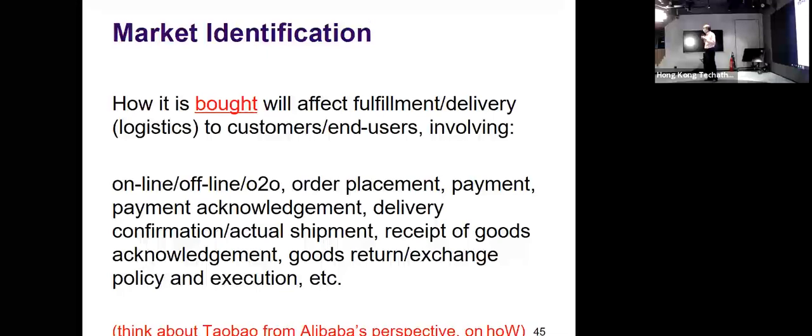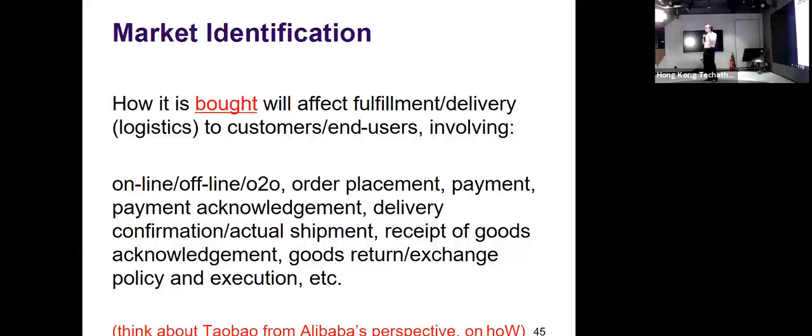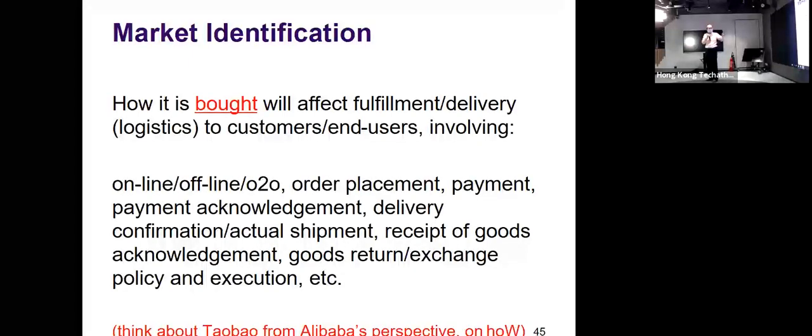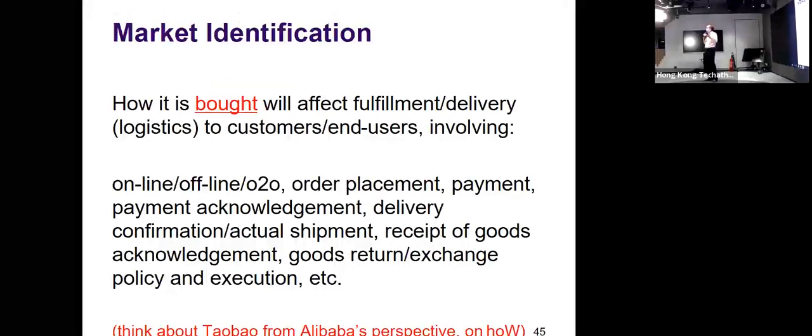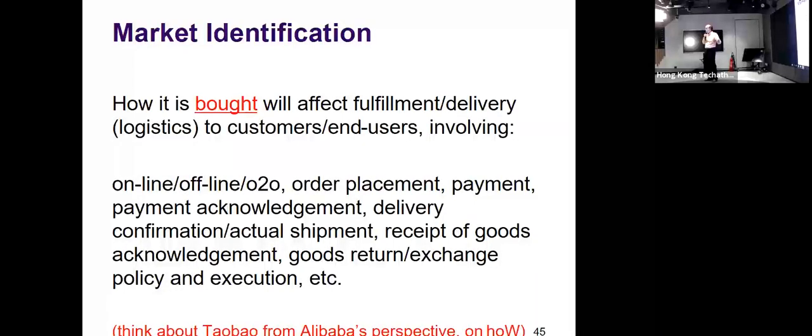Now, imagine you are buying things from Taobao. It is a very, very complicated process of logistics, of how. You buy from Taobao, so basically it's online. You place your order, you click your shopping cart, and then you go through the shopping cart, and then the payment, acknowledge your payment, delivery confirmation when they deliver, the actual shipment, you receive the goods, you have to sign for the order, sometimes you have to sign. And if you are not satisfied, you return the goods. How you return it, how they give it back to you, either the product or the money. It is very, very complicated.